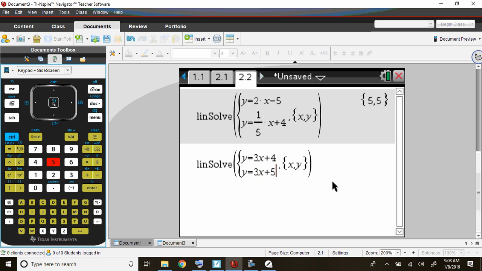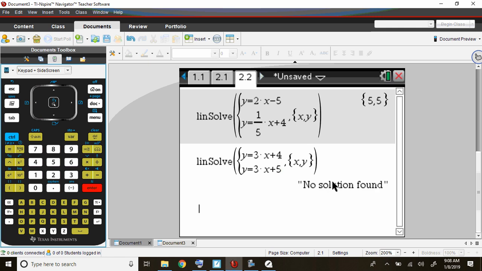Does anybody think they know what's going to happen here on this one? You should be able to recognize something about those equations. Y equals 3x plus 4, y equals 3x plus 5. What are the slopes of both of them? The slopes are 3 on each one, right? So they have the same slope. In geometry, what did you learn about lines with the same slope? That they are parallel. Do parallel lines intersect? So does this have a solution? Boom, no solution found.